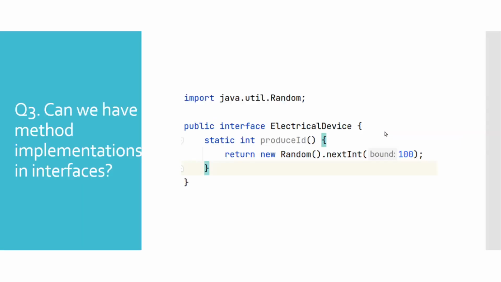Can we have method implementations in interfaces? Prior to Java 8, implementing methods in interfaces was not possible. Since Java 8, static and default methods were introduced in interfaces. Static methods are mostly used to define some utility behavior that is called by using the interface name explicitly. We have shown one such static method called produceID in the interface ElectricalDevice.